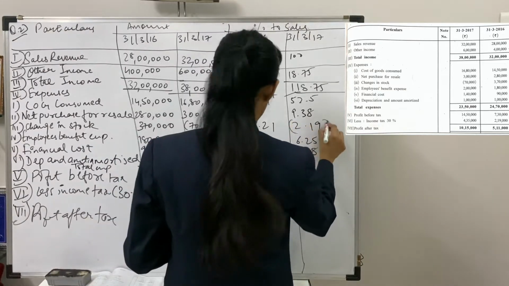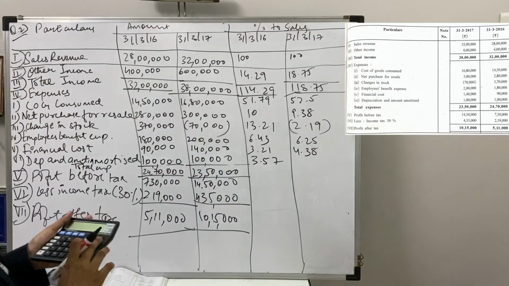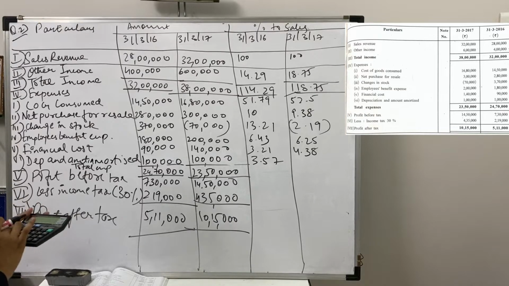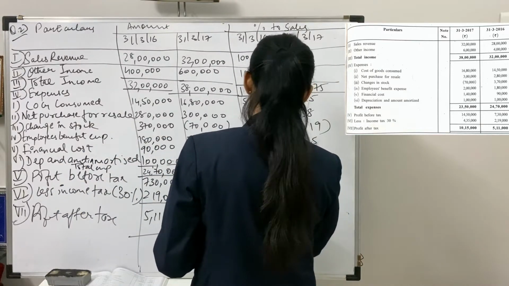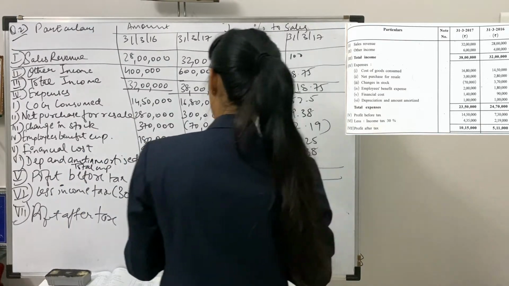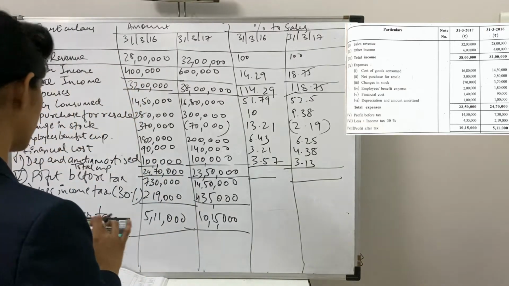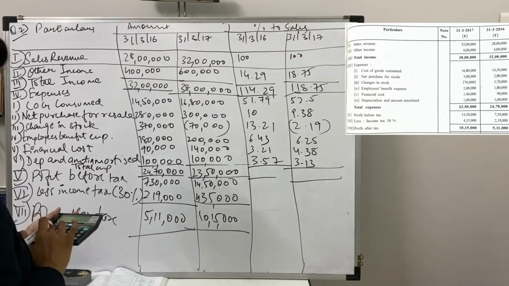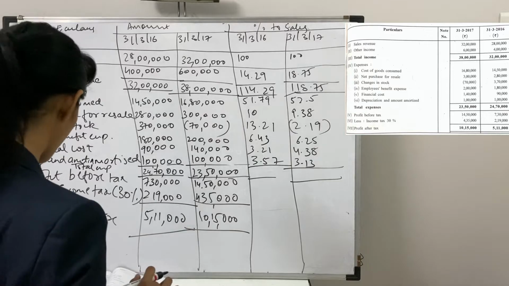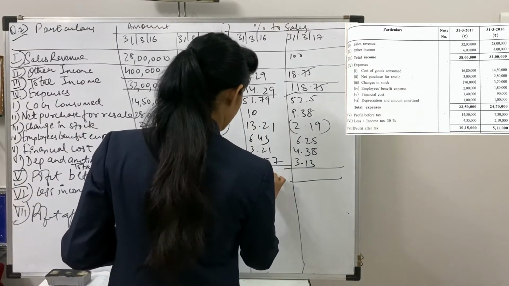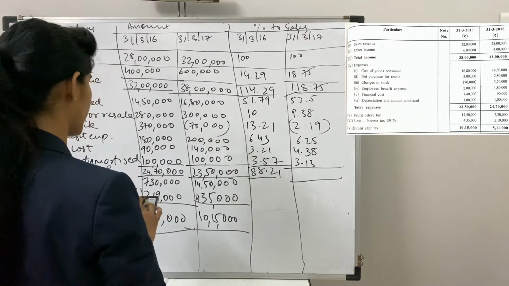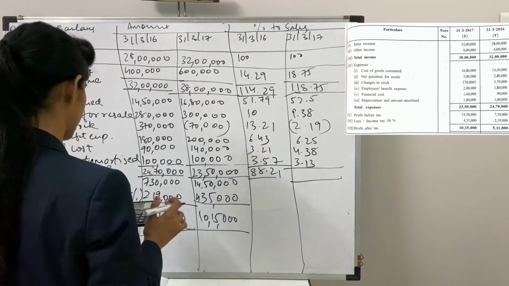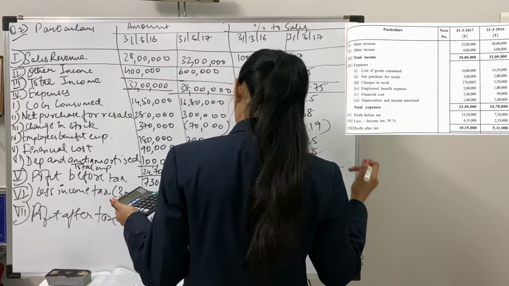Sorry, I forgot to write this in negative. Next is your 1 lakh into 100 divided by 32 lakh. We're getting 3.125. We will write 3.13. Now 24 lakh 70,000 into 100 divided by 28 lakh, 88.21. Next is 23 lakh 50,000 into 100 divided by 32 lakh, 73.44.